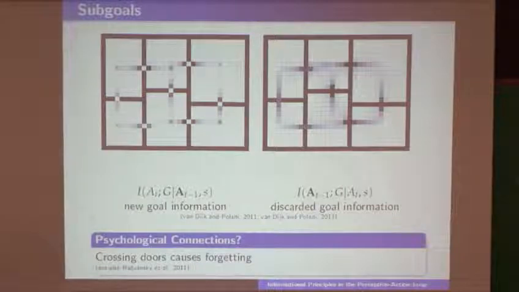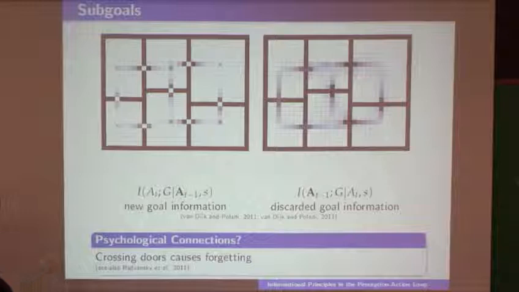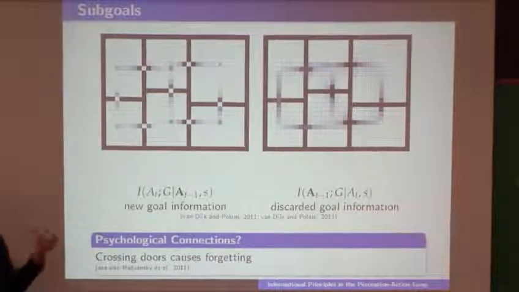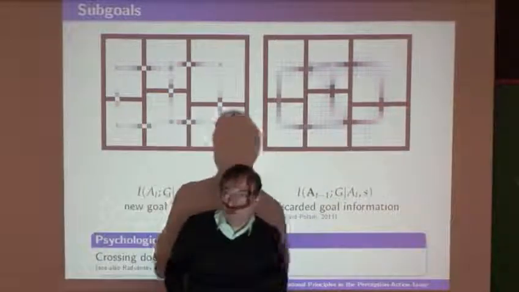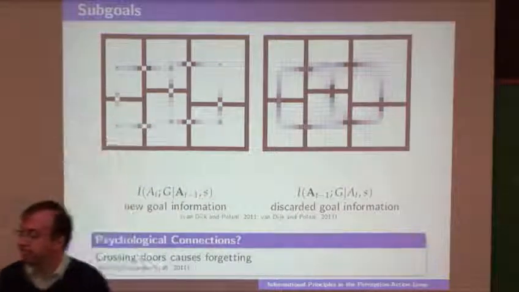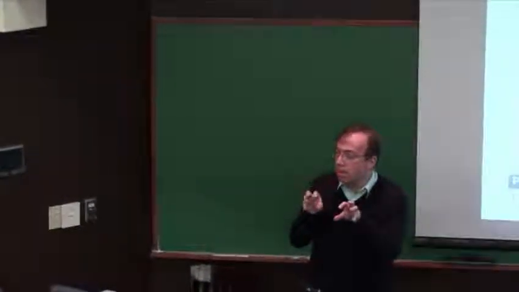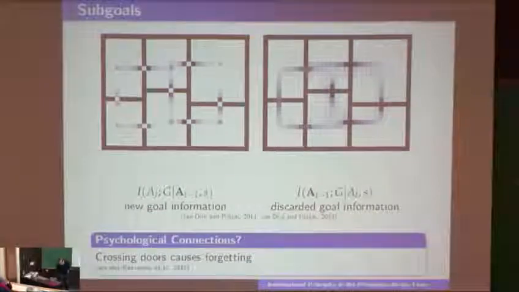The cool thing is, essentially, this is a predictor for a phenomenon people actually observe, namely when you cross doors, you tend to forget stuff. There are psychological arguments, but we argue the reason is actually that you discard information, and sometimes you may discard too much. You throw out the baby with the bathwater. So goal-relevant information is a way to create sub-goals without actually having to impose them. You have a very natural and simple cognitive argument why you would have sub-goals.